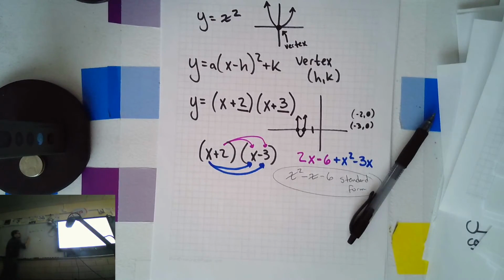Remember, vertex form is this, where h and k are the vertex, right? If we want -2, we plug in -2, and what do we get? X minus -2, what's that? +2, right? Simpler way of writing it. And then plus k. What's k in this case? Let's try that.